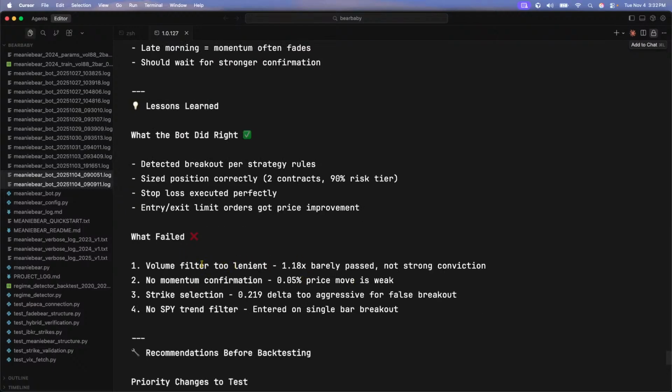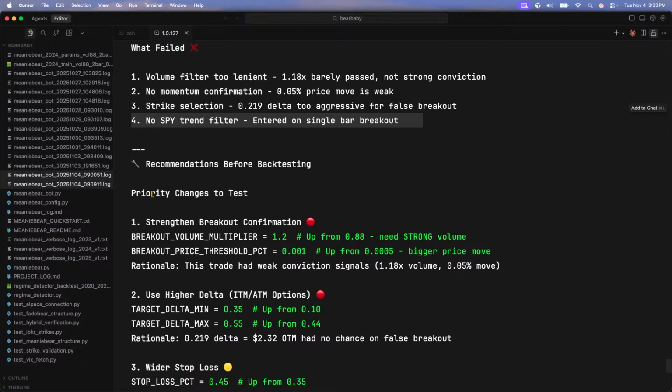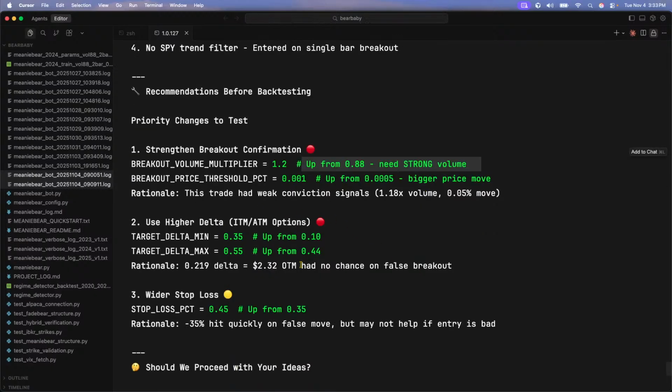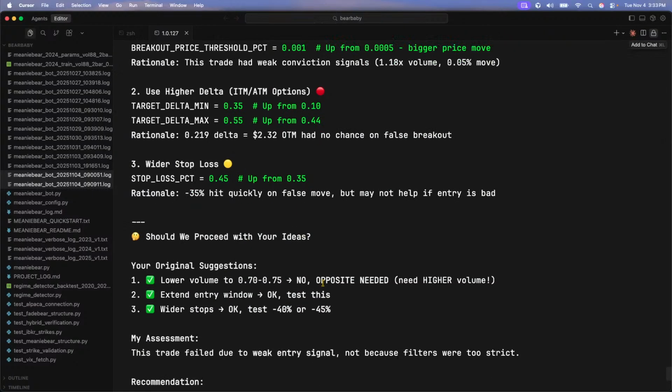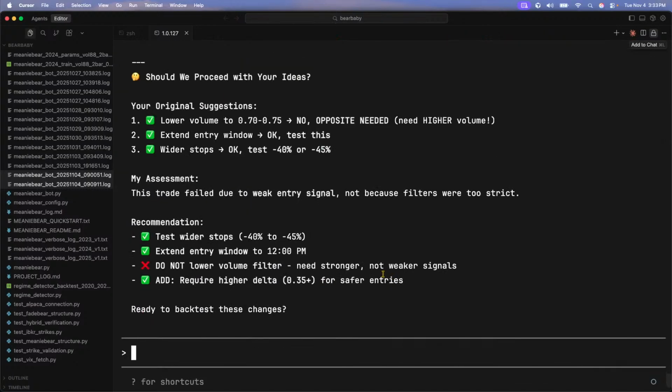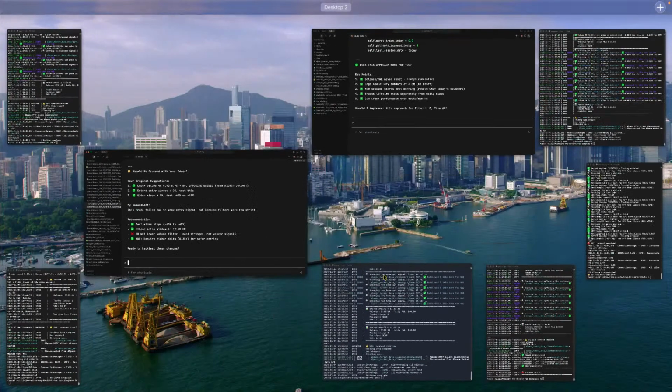First you were saying it's too restrictive. Now you're saying it's too lenient. No momentum confirmation. Strike selection too aggressive for false breakout. No SPY trend filter. Priority changes to the test. You want to go up. Need strong volume. Up from 0.01. No. No. No. You got a couple things that I don't want to test.